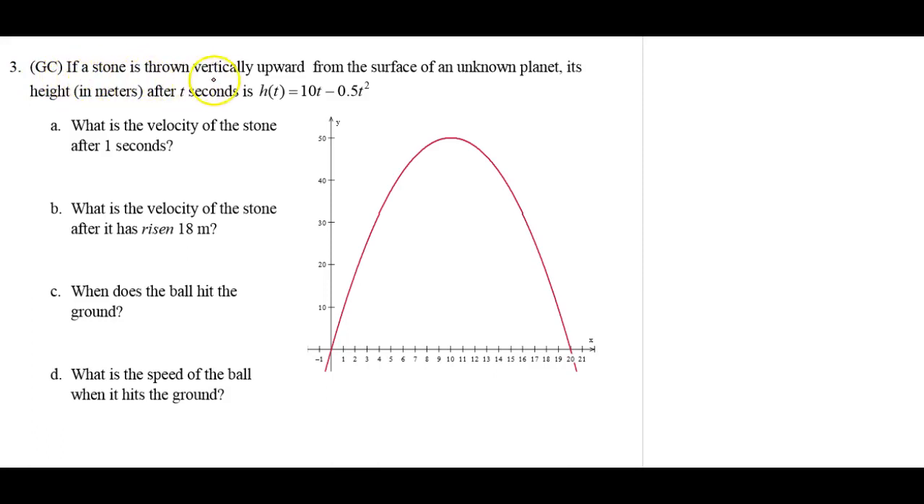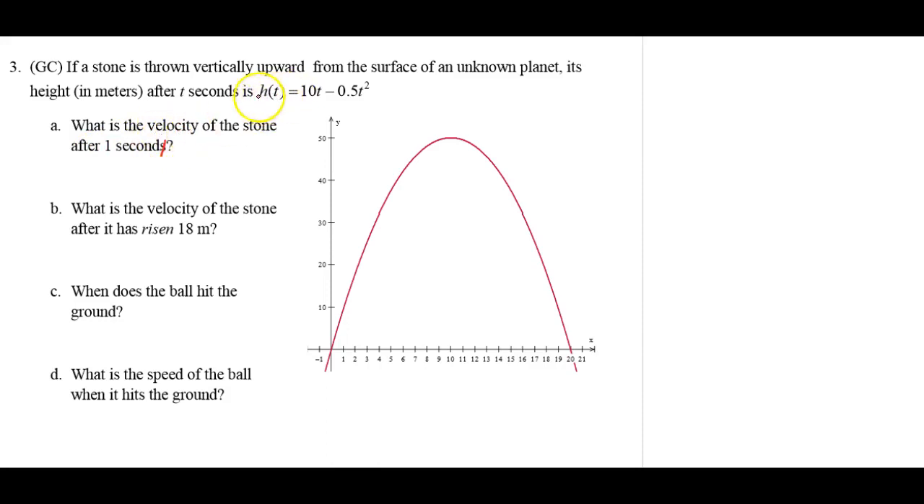If a stone is thrown vertically upward from the surface of an unknown planet, its height in meters after t seconds is given by h of t equals 10t minus 0.5t squared. Part A. What is the velocity of the stone after 1 second? So after 1 second, I'm interested in finding the velocity.